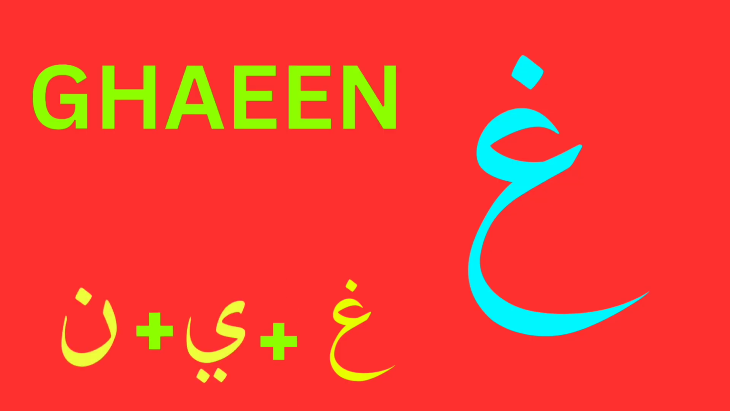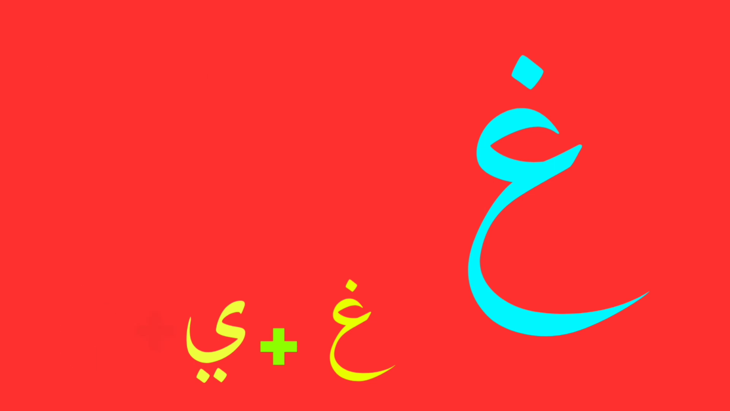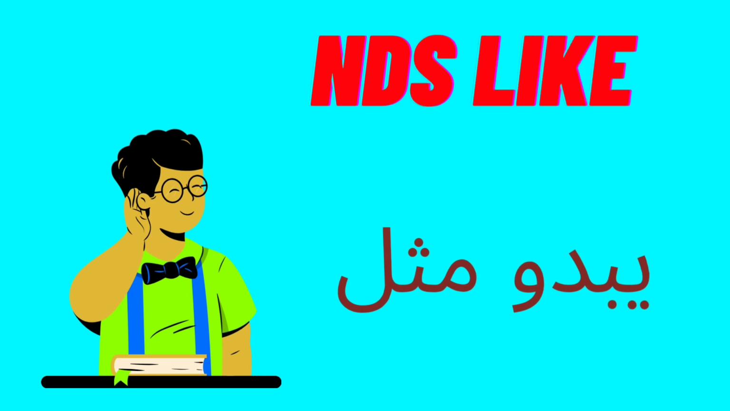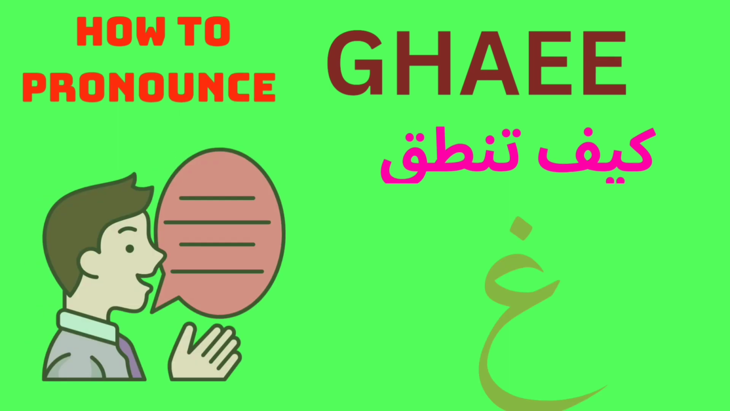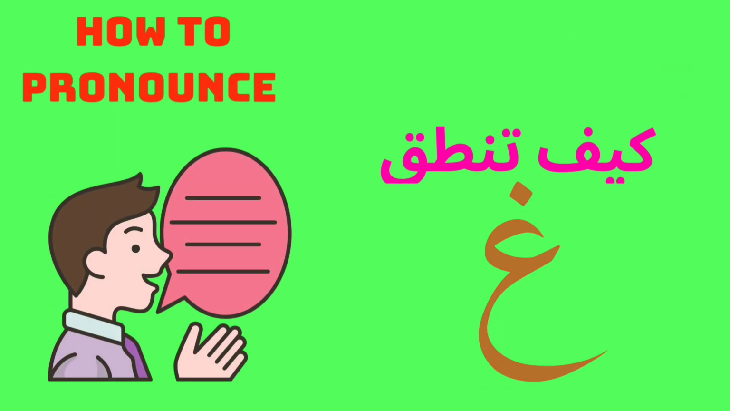Ghain. You can spell Ghain in English as Ghaeen. Ghain. It sounds like a gargling sound. Gha, gha, gha. Ghain. How to pronounce Ghain?